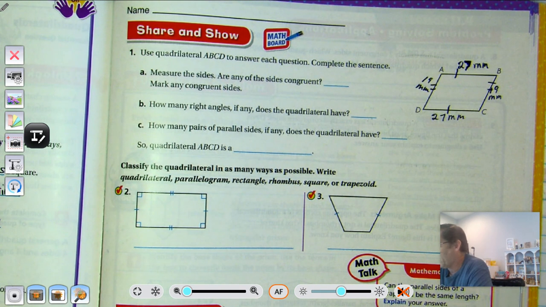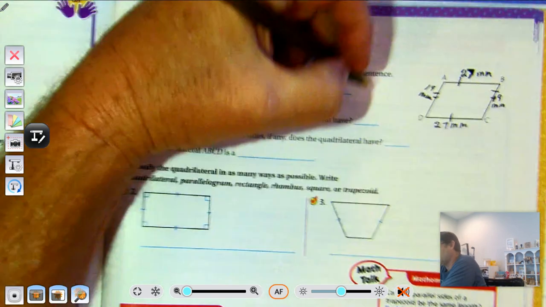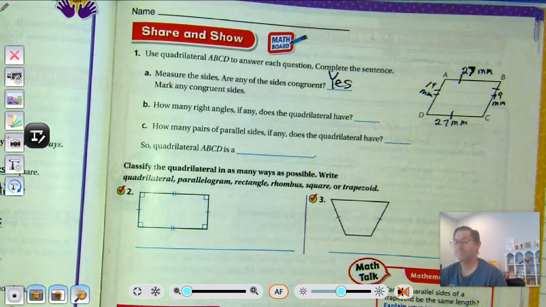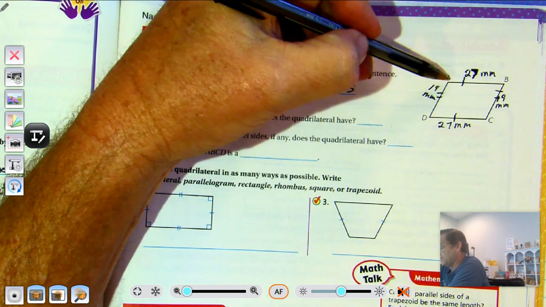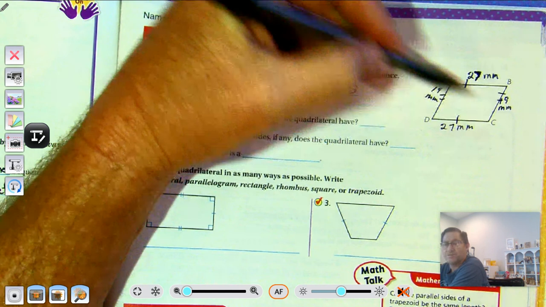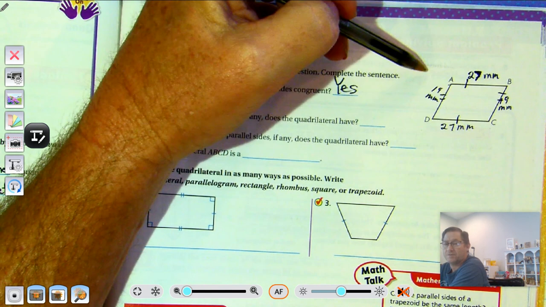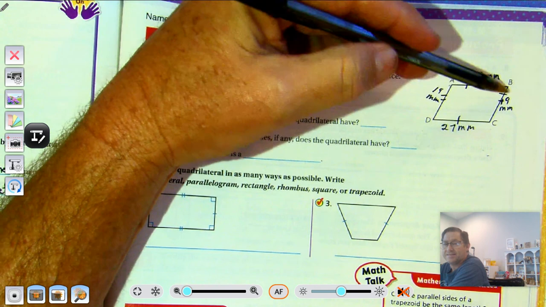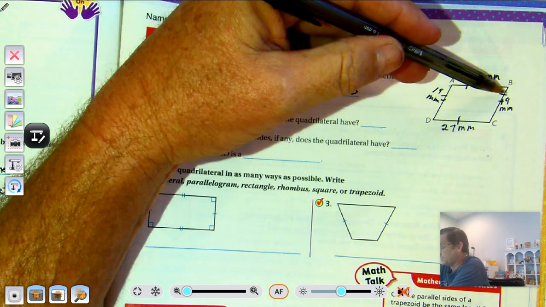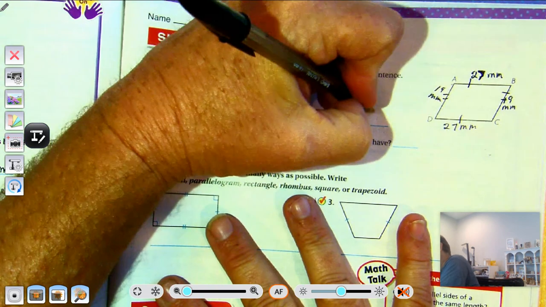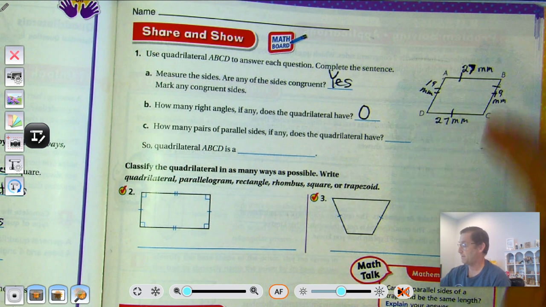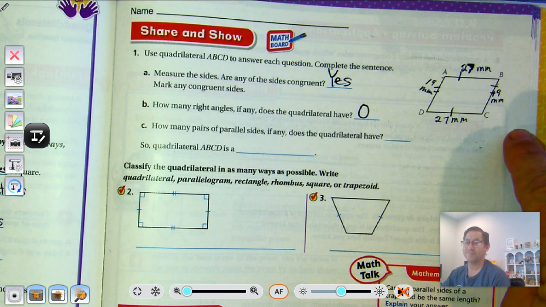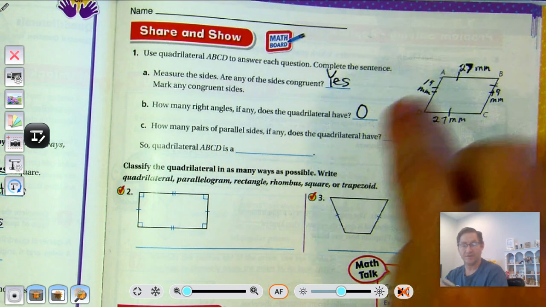So 1A, are any of the sides congruent? Yes. Okay. These opposite sides are congruent. How many right angles, if any, does the quadrilateral have? None of these are right angles. This is an obtuse angle, so A and C are obtuse, so opposite angles are similar, and B and D are acute angles. So it doesn't have any right angles. How many pairs of parallel sides does the quadrilateral have? AB is parallel to CD, BC is parallel to AD, so it has 2 pairs.